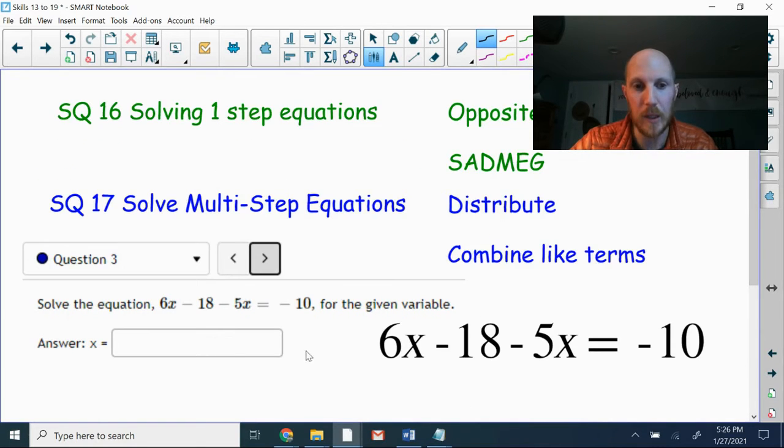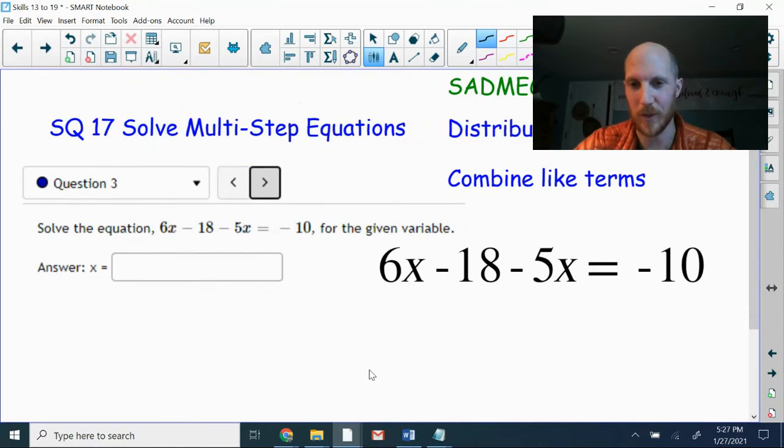Okay, question 3 is again a multiple step equation. As it turns out, we got a pretty similar problem. 6x minus 18 minus 5x equals -10. A lot of the numbers here are exactly the same.